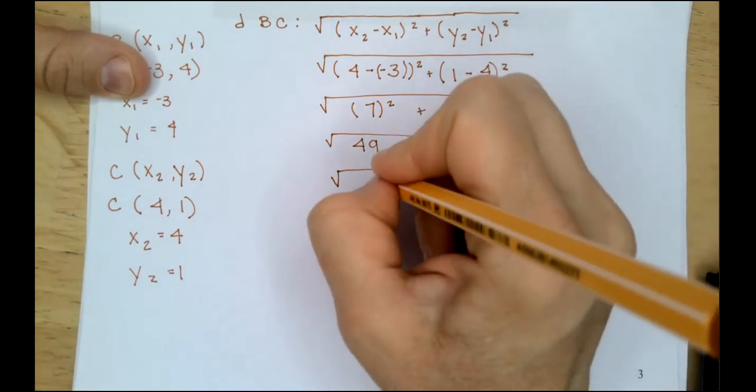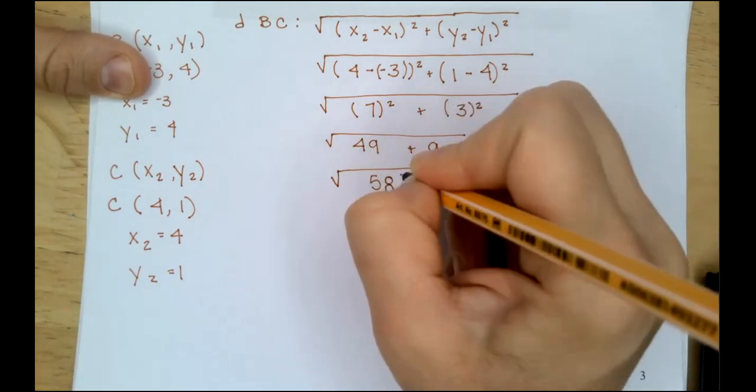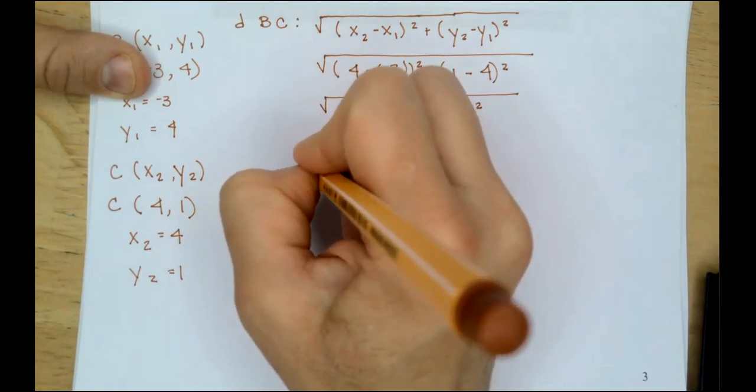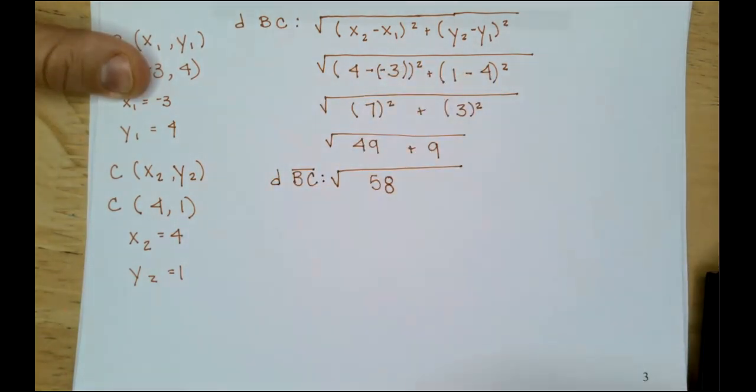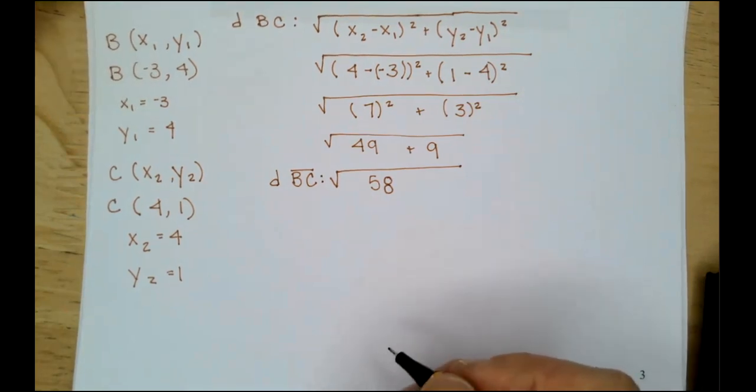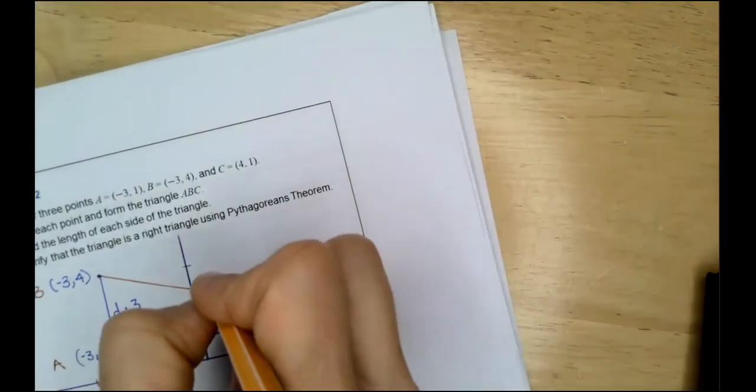49 and 9 is 58. So the distance of the line segment BC is the square root of 58. Good. And you can just leave it as 58. Make sure that you can't simplify it at all. Okay. So this distance, square root of 58.